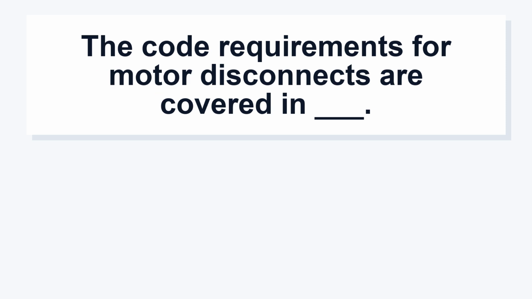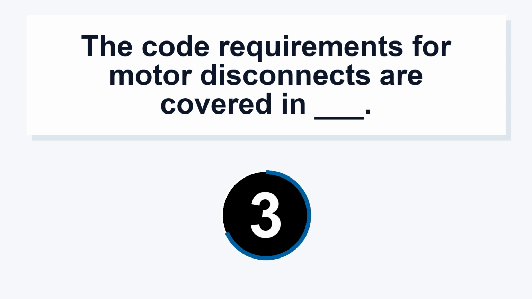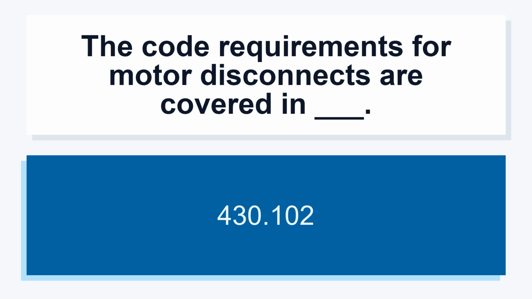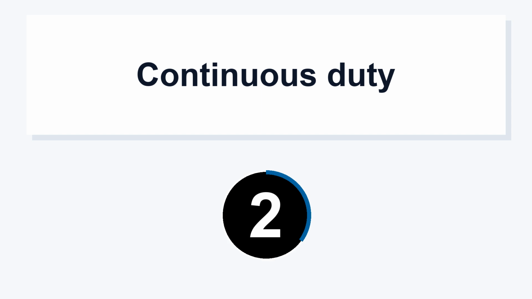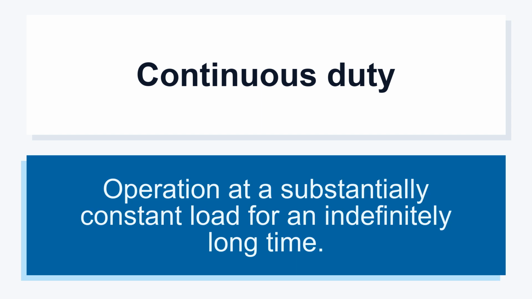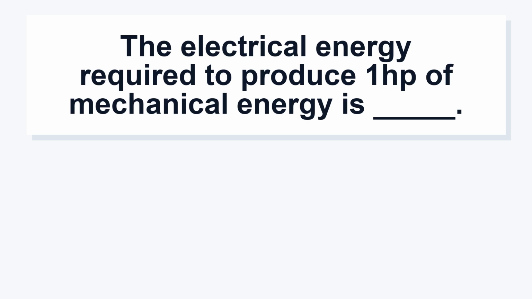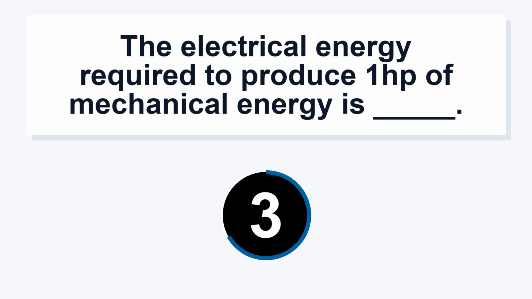The code requirements for motor disconnects are covered in ______. 430.102. Continuous duty: operation at a substantially constant load for an indefinitely long time. The electrical energy required to produce 1 HP of mechanical energy is ________. 746 W.